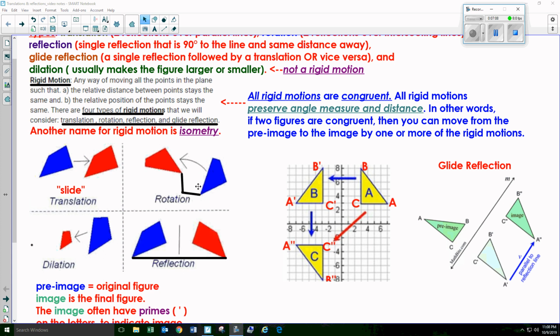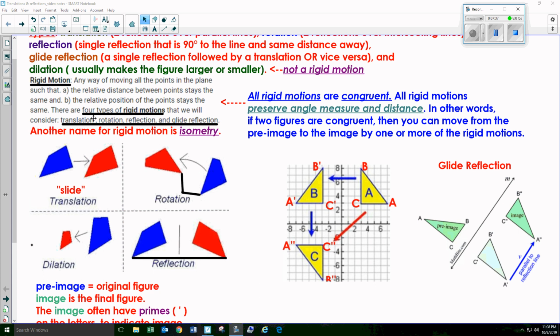You need to state that you can go from the pre-image to the image by whatever combination of translations, rotations, reflection, or glide reflection. That's what they want to hear. They want to hear you use the word rigid motion and then name which rigid motions you used to get from the pre-image to the image. I'm just telling you that's guaranteed on the DCAS, along with talking about preserving angle measure and distance.